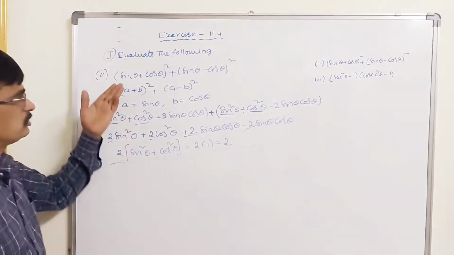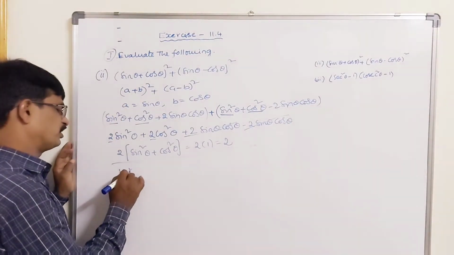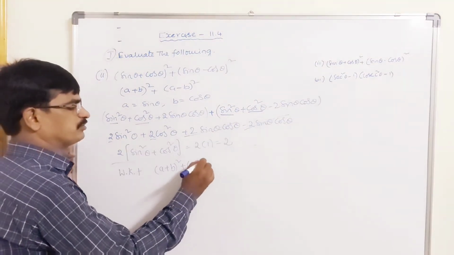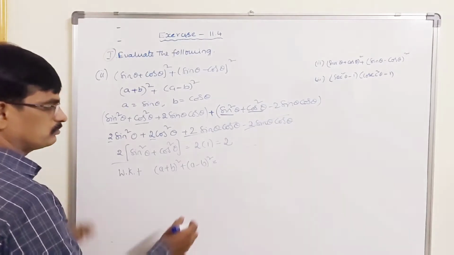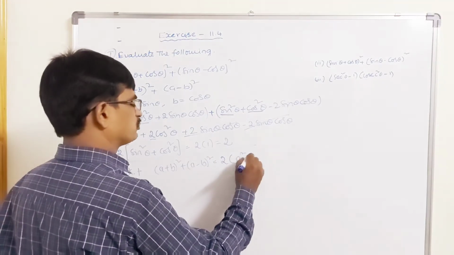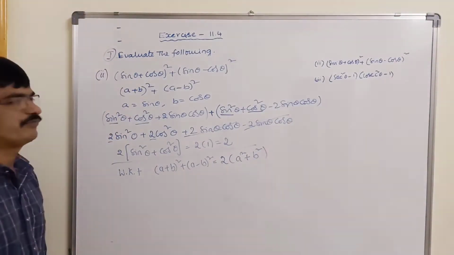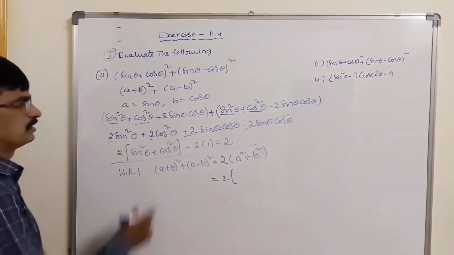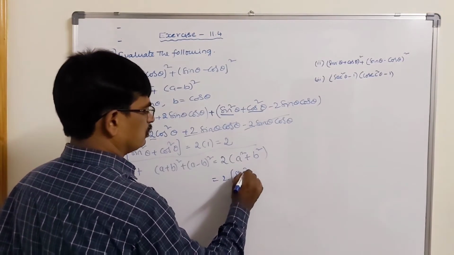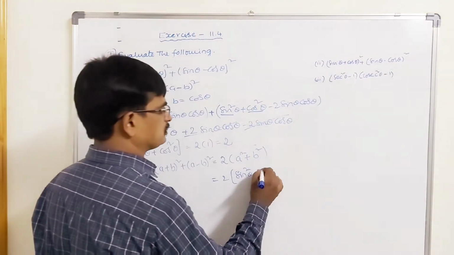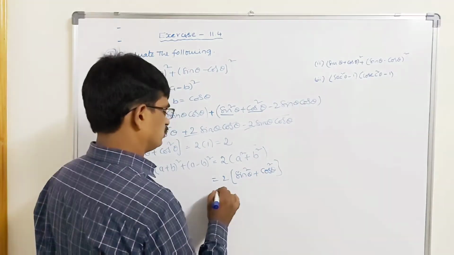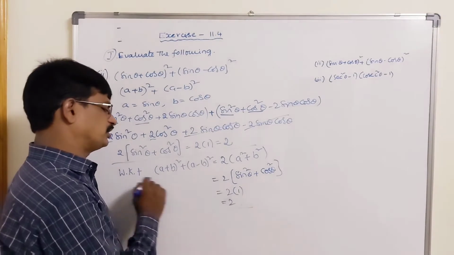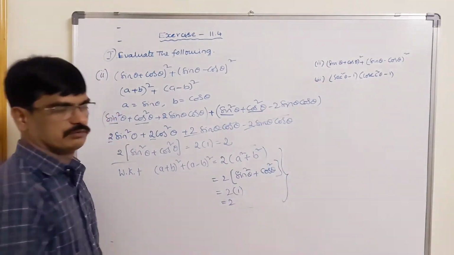The other method is to use the formula directly. We know that (a plus b) whole square plus (a minus b) whole square is equal to 2 of a square plus b square. That is 2 into a square, meaning sin square theta, plus b square, meaning cos square theta, is equal to 2 into 1, which is equal to 2. In the objective part we can use this kind of formulas.